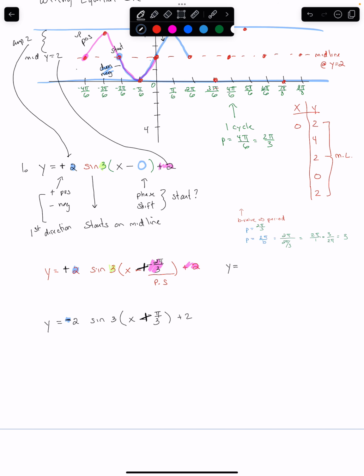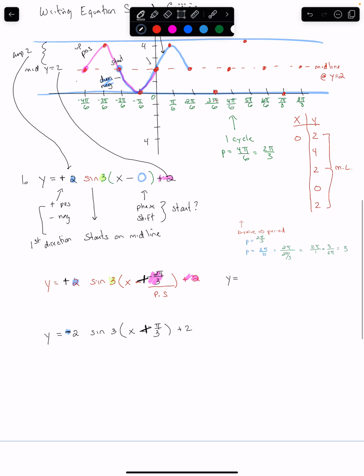So here's one more. Y equals, let's say I chose 0 to start. Well, that would be my easiest one. So 2 sine 3 x minus 0 plus 2. In this case, this is x minus 0, so no big deal there. So this is just 2 sine 3x plus 2.